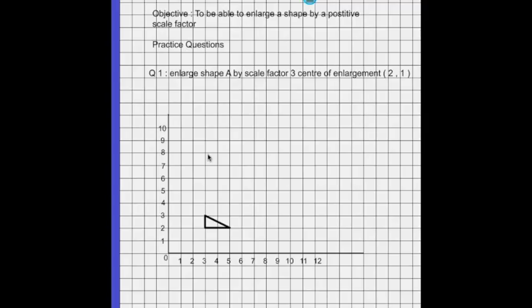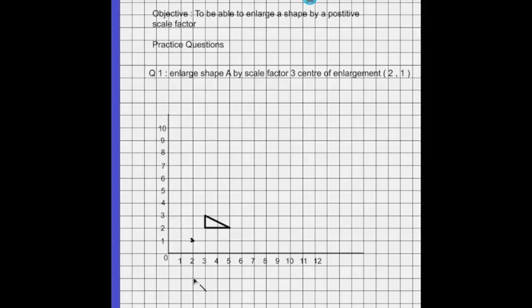Hi, welcome back. Let's now go through this question together. What we've got to do is enlarge shape A, this shape here, by a scale factor 3, centre of enlargement 2, 1. Well, what we're going to do first of all is find our centre of enlargement, which is 2, 1 here. So I'm going to move along to 2, 1, and put a little cross here to show that that is my centre of enlargement.